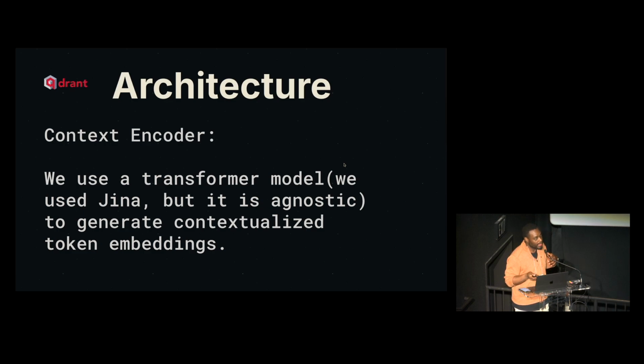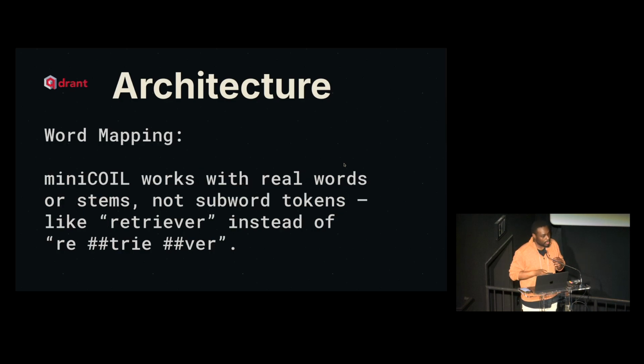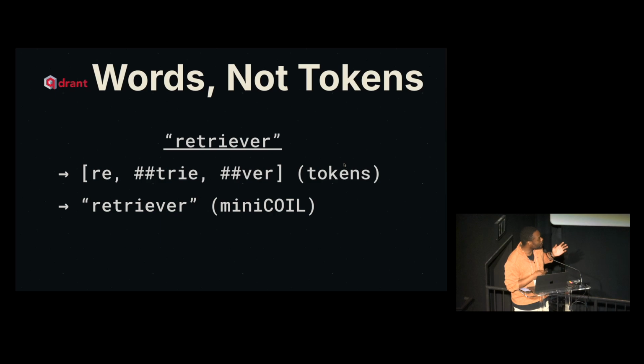architecture. In ours, we use the Jina Mixedbread, but it is agnostic to the transformer. So you can use any transformer you want. If you like Instructor, if you like whoever you like, you can plug that in. And then the word mapping, once again, it's going to work on the words, not just the subword tokens. So if we look at a word like retriever in MiniCOIL, we're just going to grab retriever. And obviously there's a difference between a golden retriever and someone who retrieves stuff as a job, right? But we see here the tokens, it's going to have those pound signs and break it up into different pieces.